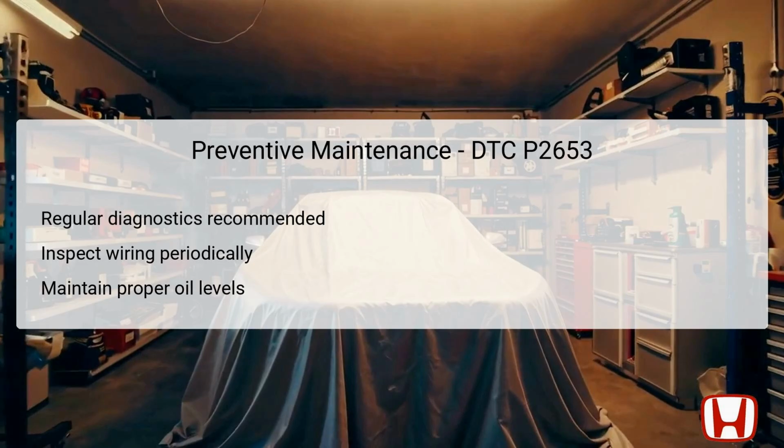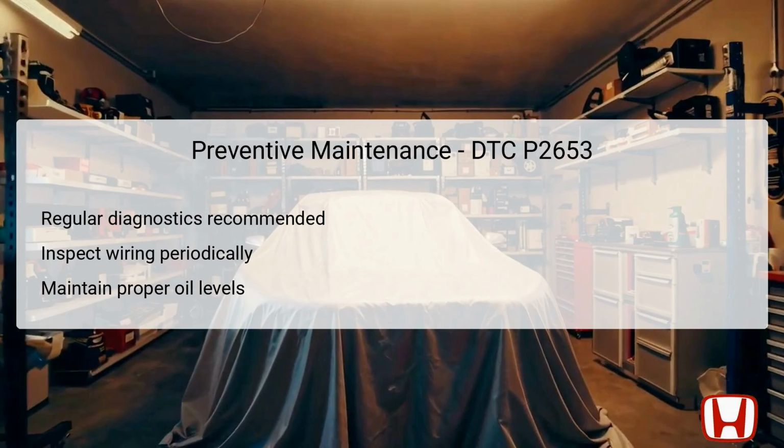To prevent issues like DTC P2653 from arising in the future, regular diagnostic checks are highly recommended. Utilizing the HDS diagnostic tool to assess the rocker arm oil control solenoid and associated circuits regularly helps catch issues early. Additionally, periodic wiring inspections can help prevent shorts and ensure that all connections remain intact. Keeping oil levels within specified ranges also plays a critical role in maintaining the efficiency of the rocker arm oil control solenoid, as oil quality directly affects its performance.